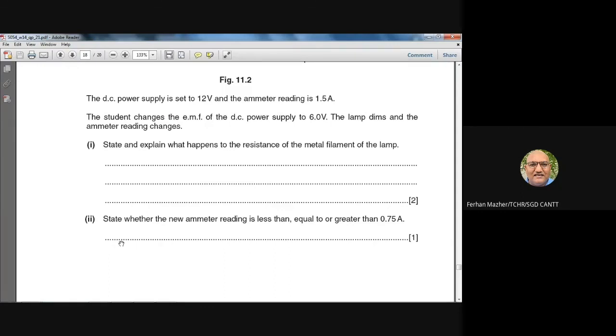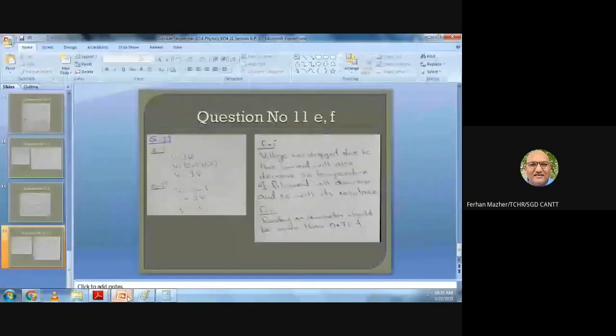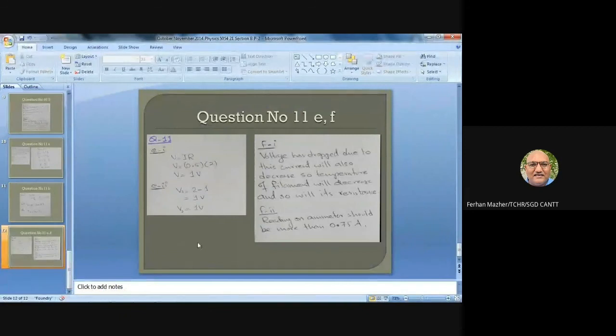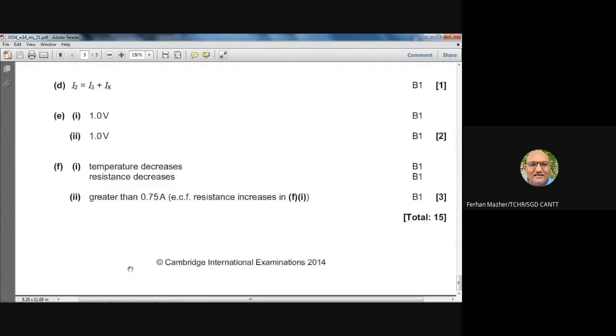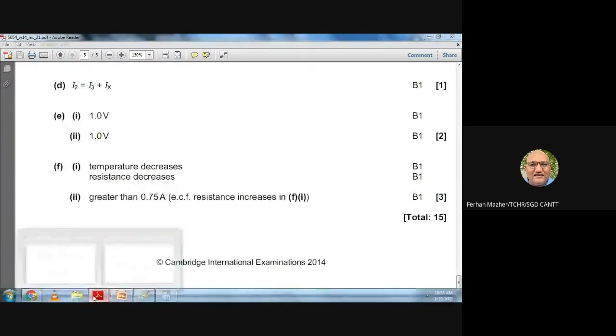So you only have to state, I was explaining why this will happen, but you only have to state here: the current will be more than 0.75 ampere. I have written this answer. Let me show you my answer. Reading on the ammeter should be more than 0.75 ampere. That's my answer. So look at the marking scheme. It says the reading on the ammeter should be greater than 0.75 ampere. So that's it, my dear students, and this paper is over.